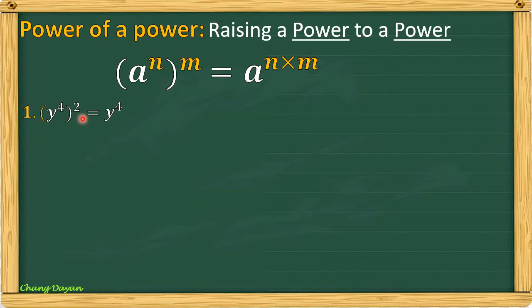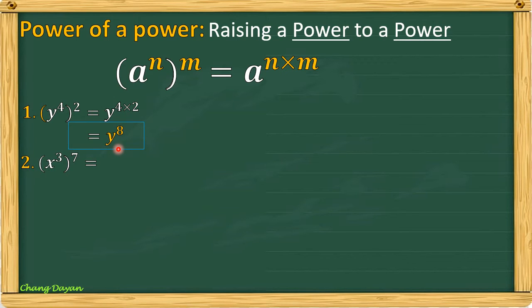Just copy y to the 4th, then multiply the exponent outside. Multiply lang natin ang exponent na nasa labas, that is 2. So, 4 times 2 will have 8. So, therefore, our answer is y raised to 8.